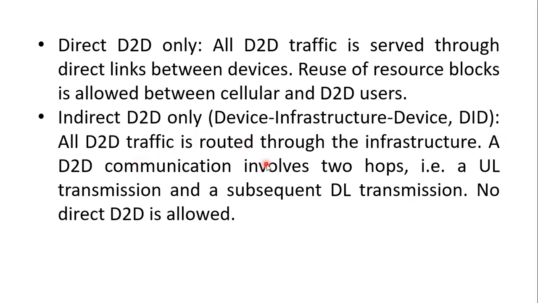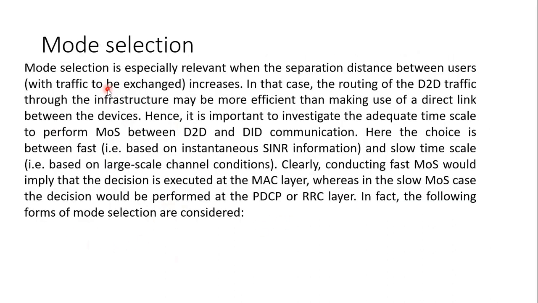A D2D communication then involves two hops, that is an uplink transmission and a subsequent downlink transmission. No direct D2D is allowed. So two modes are used, that is mode selection, to either fast mode selection or slow mode selection, between the D2D and the DID communication.